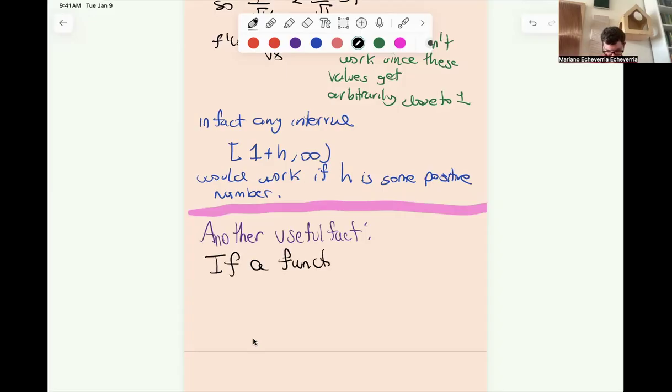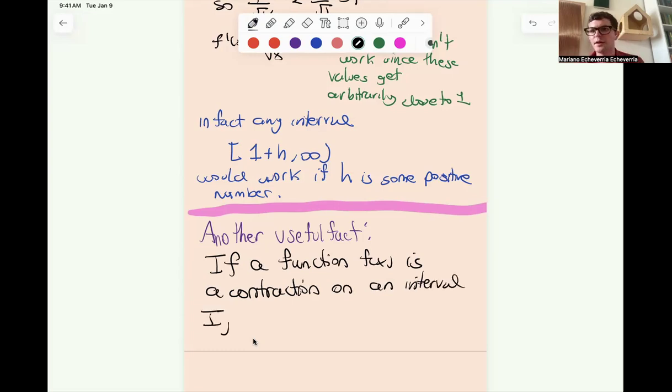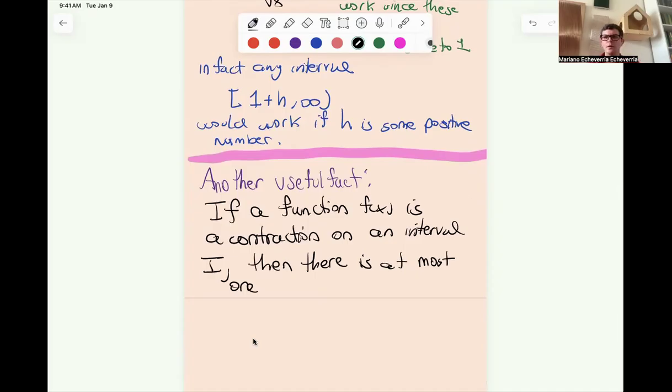If a function is a contraction on an interval, let's call I the interval, then there is at most one fixed point, okay? That's useful to know because that means you cannot find two fixed points, for example, or three or four on that particular interval.